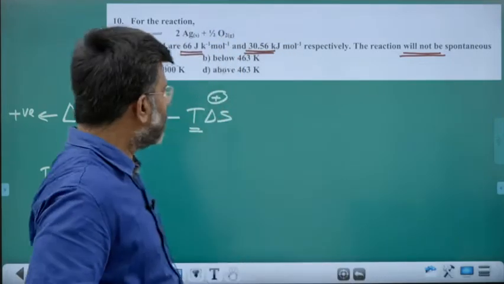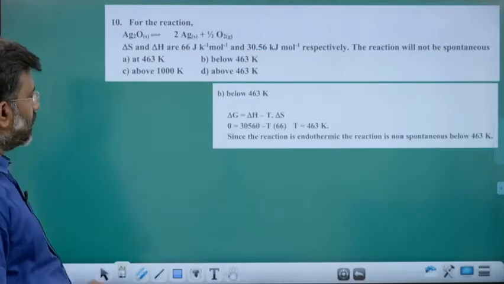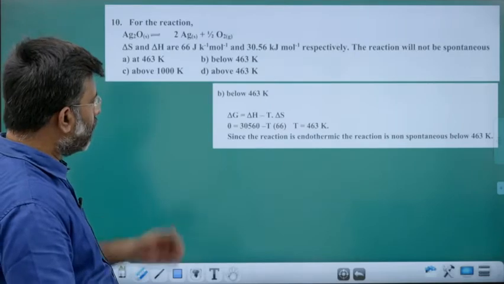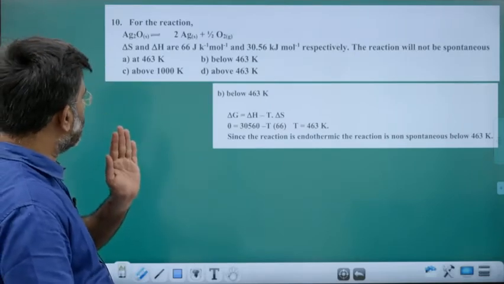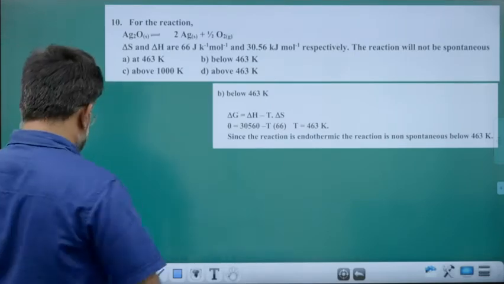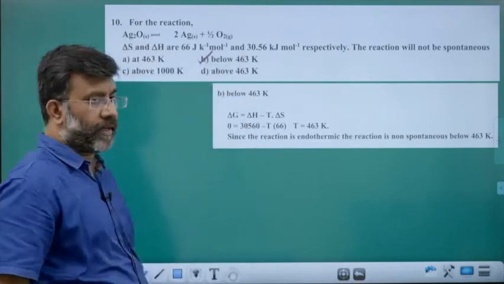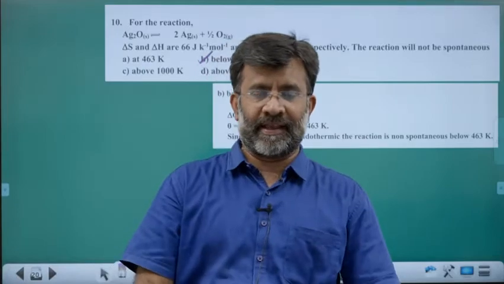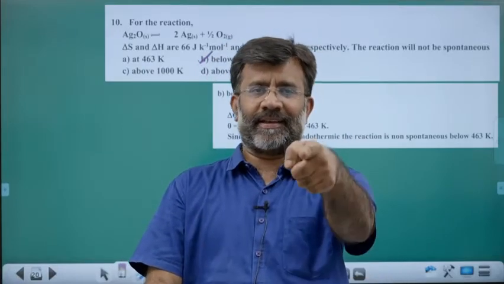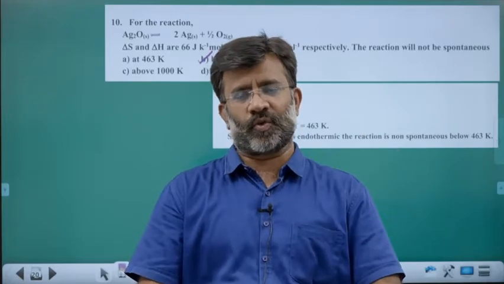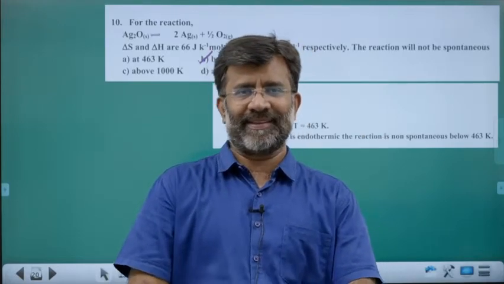Okay? You can easily work that out. You will get a temperature of 463 Kelvin. Below 463, that is the answer, option B. Below 463, the reaction will be non-spontaneous. Above 463, the reaction will be spontaneous. At 463, the reaction is at equilibrium. Okay? Next question.